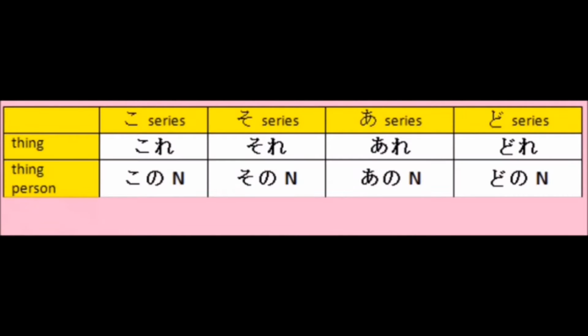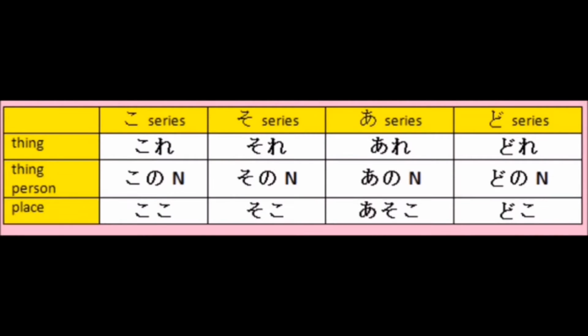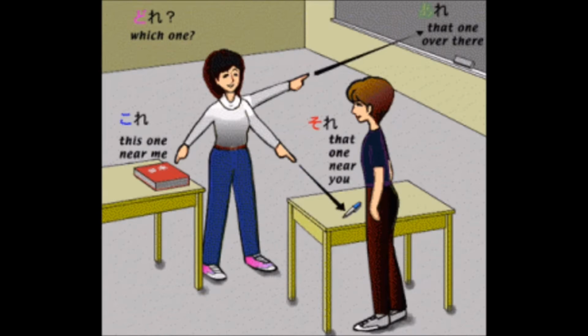We also learned kono, sono, ano, and dono is the question word. It means which. There is another group called koko, soko, asoko, and doko. They mean here, there, over there, and where, respectively. There are more words that fit into the ko, so, a, do pattern, but we will talk about those later. Just remember that all of the words have the same relationship as kore, sore, and are.